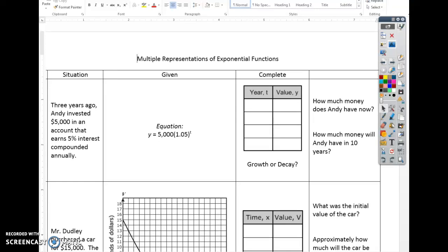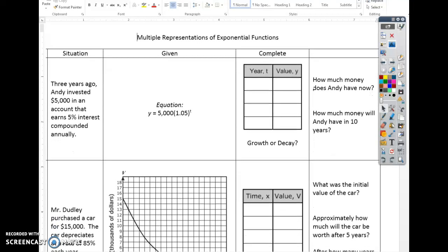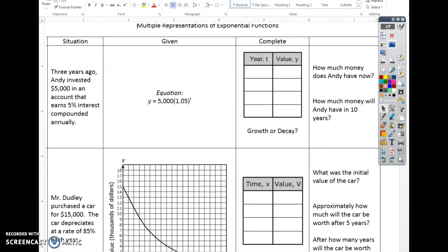Okay, so we're starting exponential functions, and these are going to be from multiple representations. So we're going to start with problem number 1. The situation says that 3 years ago, Andy invested $5,000 in an account that earns 5% interest compounded annually. So I know that he's starting with $5,000, and I know that the interest rate is at 5%.